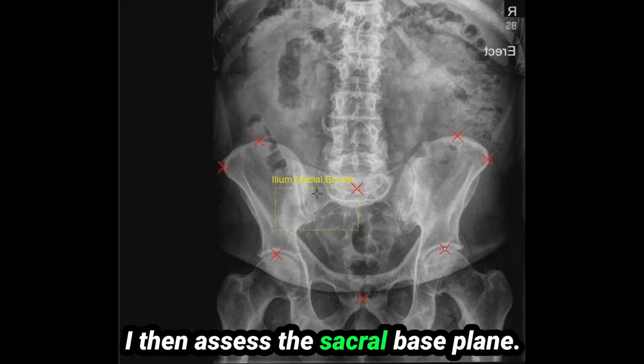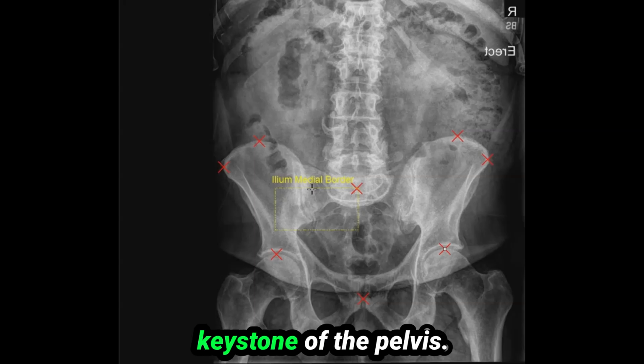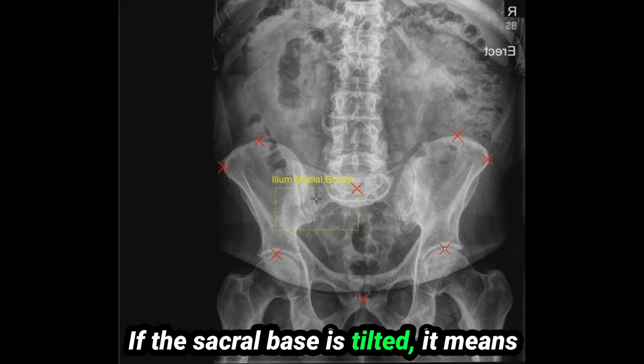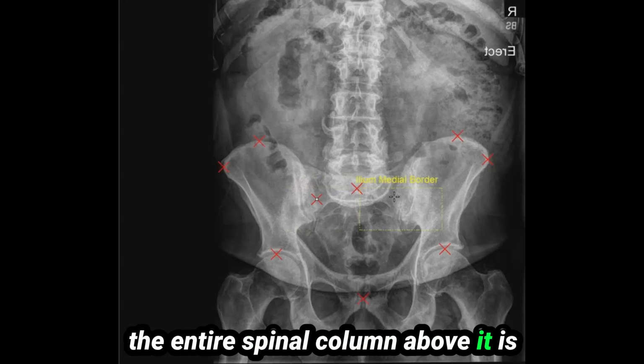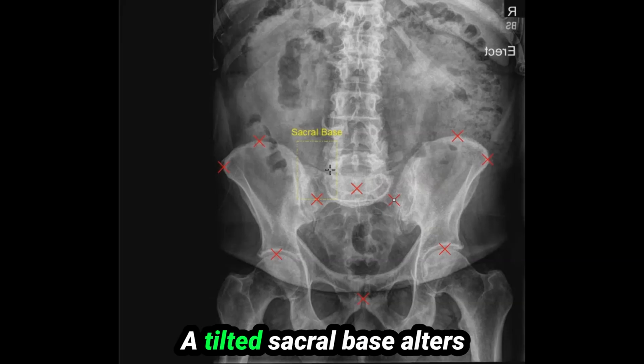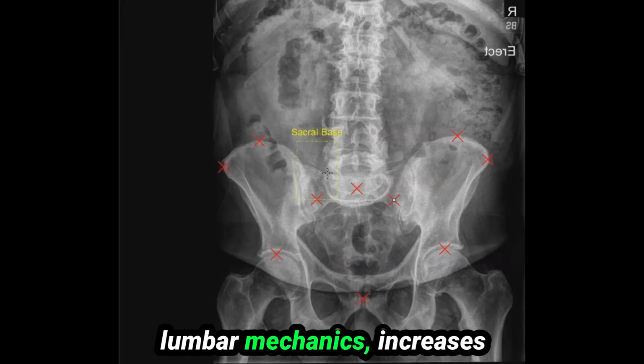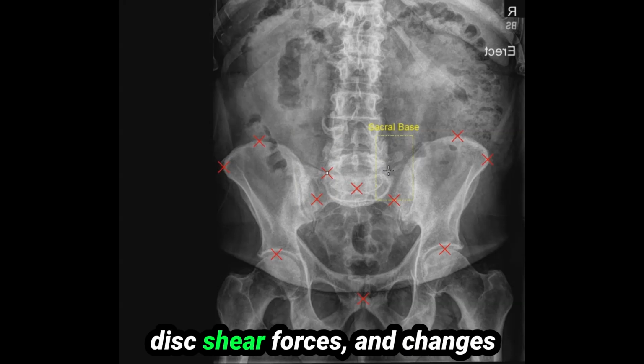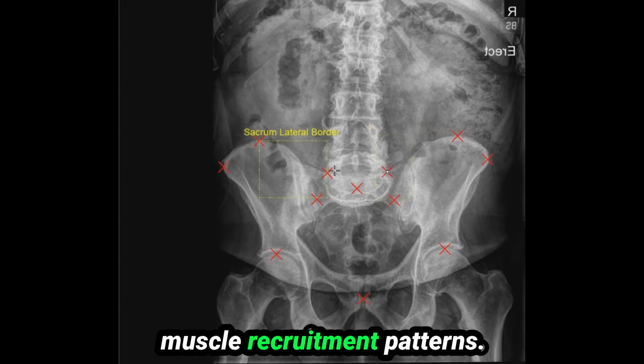I then assess the sacral base plane. The sacrum is the keystone of the pelvis. If the sacral base is tilted, it means the entire spinal column above it is adapting to an unstable foundation. This is not theoretical. A tilted sacral base alters lumbar mechanics, increases disc shear forces, and changes muscle recruitment patterns.